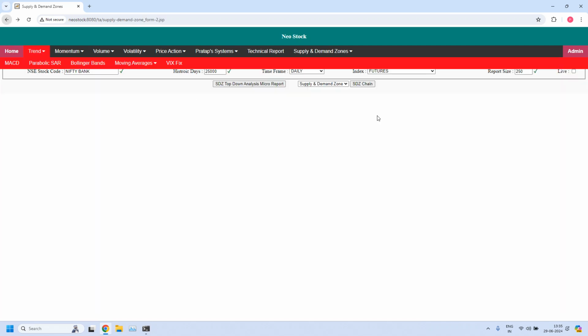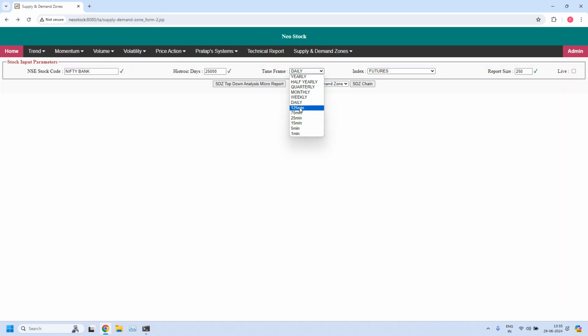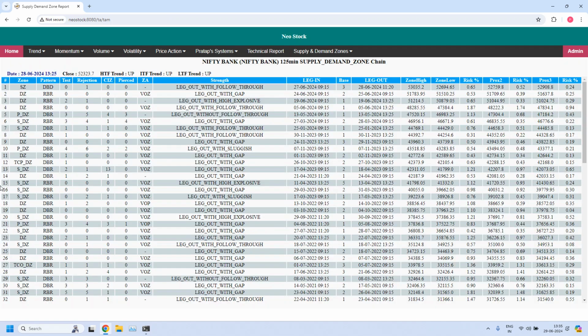And the next report is 125 minutes time frame. So now we are generating the 125 minutes supply demand zone chain for Bank Nifty. In 125 minutes we have one supply zone. This is created on 28th. Leg out is on 28th. Leg in is on 27th, 9:15. Leg out 28th, 11:20 candle.